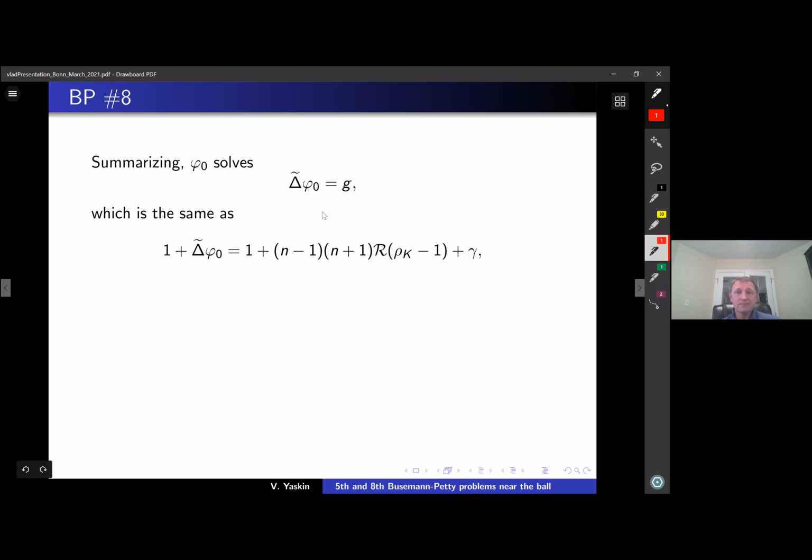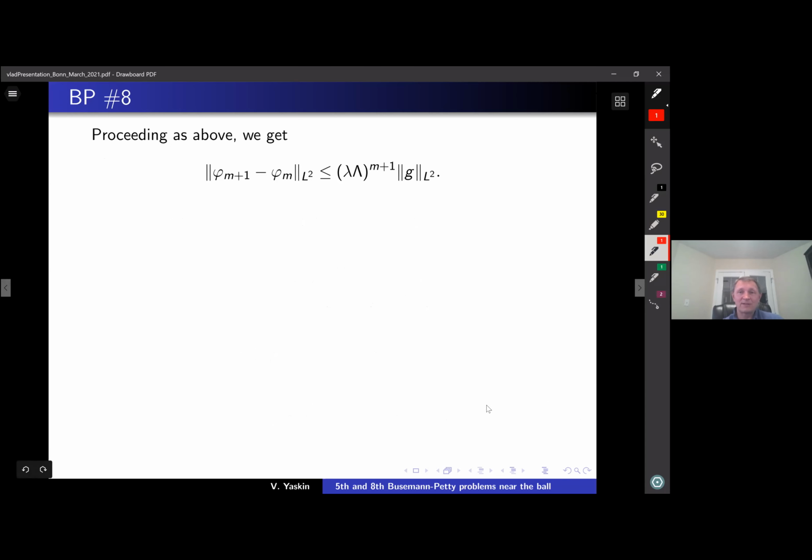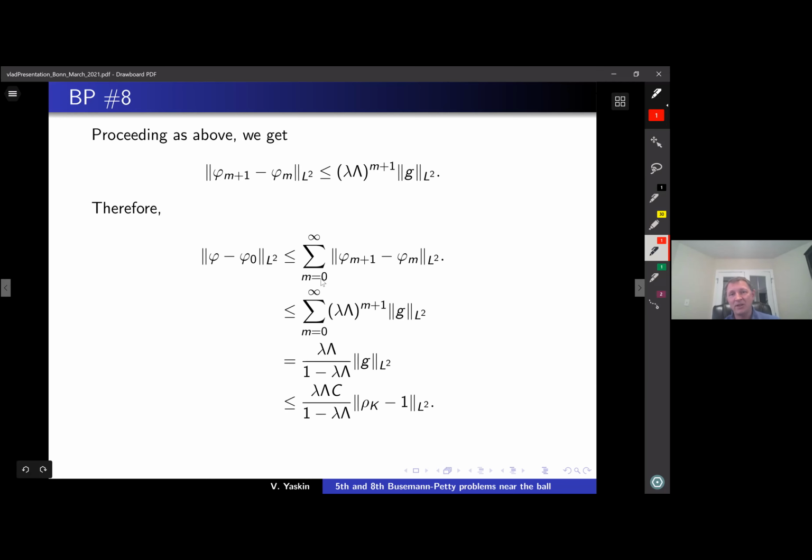And to summarize, we have phi 0, which solves this Laplace equation, which is the simplified version of this equation. And phi solves this Monge-Ampere equation. Now, we can use phi 0 instead of phi for our purposes, provided that this L2 norm is very small. And it's indeed very small. So let's look at this. Using the same estimates as we saw above for the L2 norm, we get something like this. And then you write this as a telescoping sum, add all of them, you get this geometric series, compute this geometric series. It's like this, but you can make this as small as you want by taking lambda sufficiently small. And so this difference is very small, and we're done.